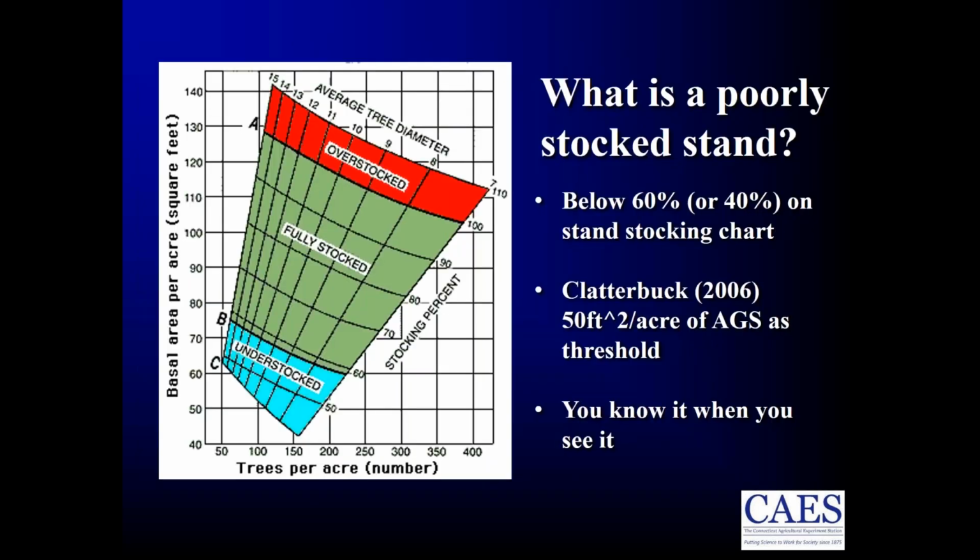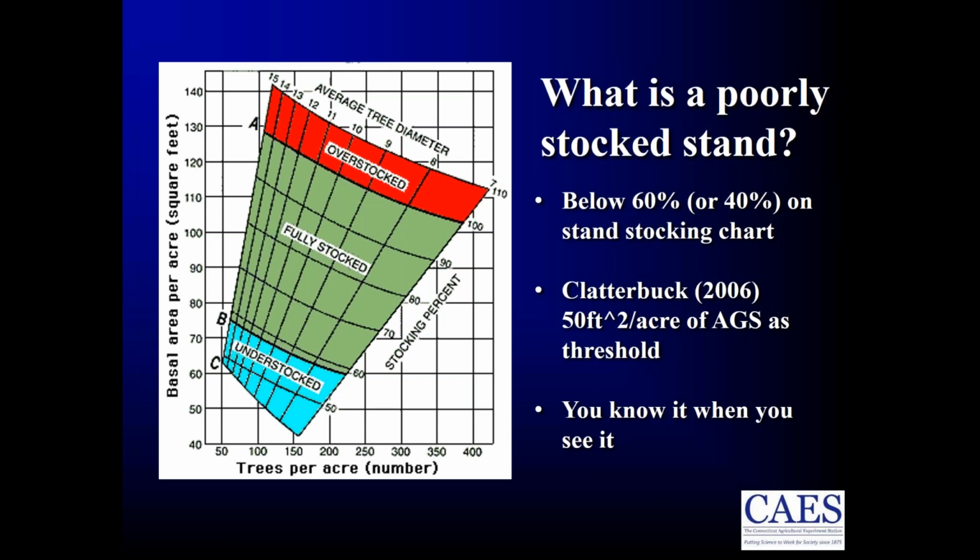And just a real quick background in what's a poorly stocked stand. A lot of what I'm going to do today is going to be tilted more towards oak, because that's what we have down here in southern New England. But the same stocking chart concept also holds up there. And basically a poorly stocked stand is one, depending upon who you want to say, is either below 60 or 40% stand stocking. Wayne Clatterbuck in Tennessee, in one of their books, and I'll talk about that later, defines it as less than 50 square feet of basal area of acceptable growing stock as a threshold.